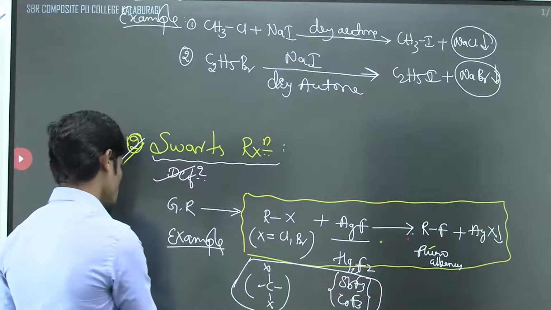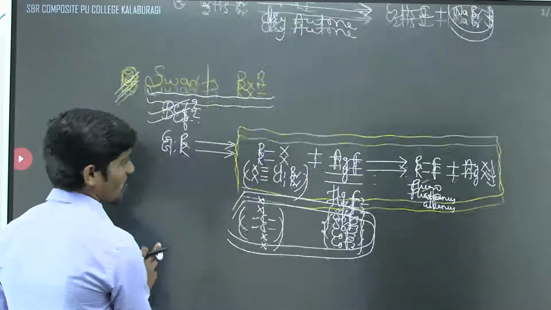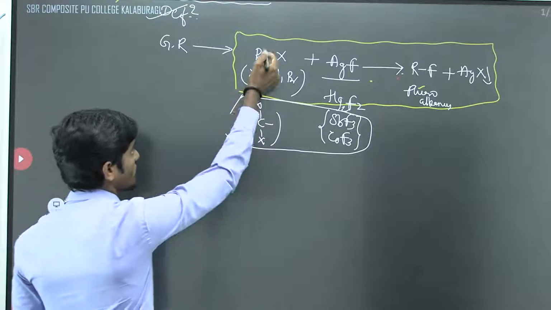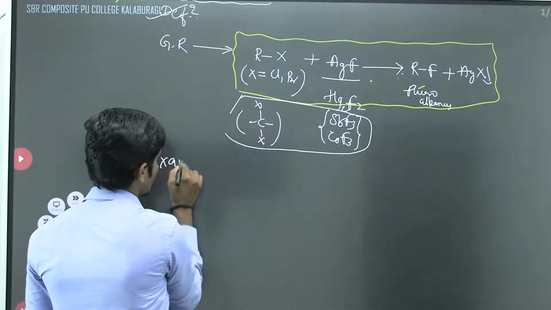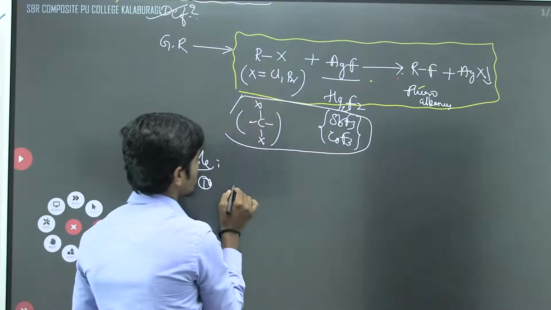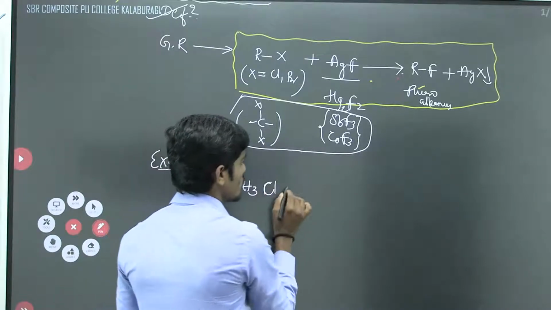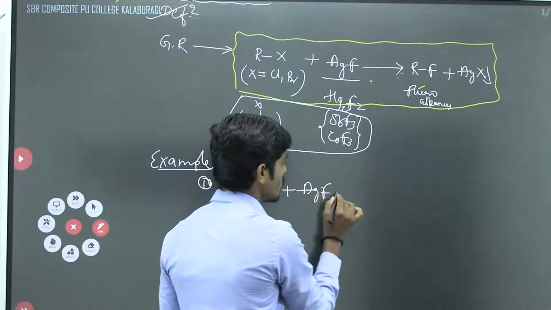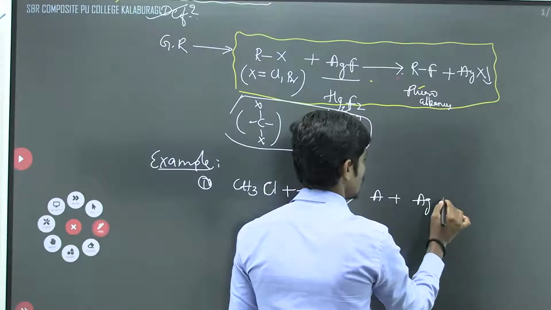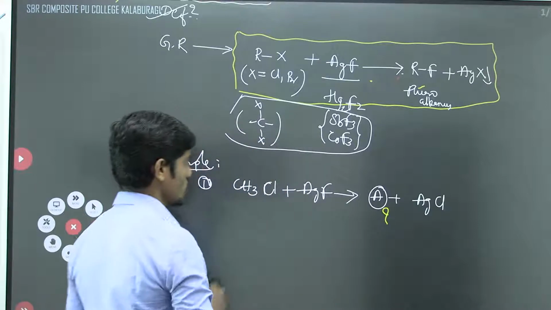Definition, general reaction. Now, can you give some examples for this? Yes, look at the examples. According to the general reaction, you can write. The first example is RX, that is CH3Cl. When this is treated with AgF, it gives rise to the product A plus AgCl. Identify A. Which compound is produced here?